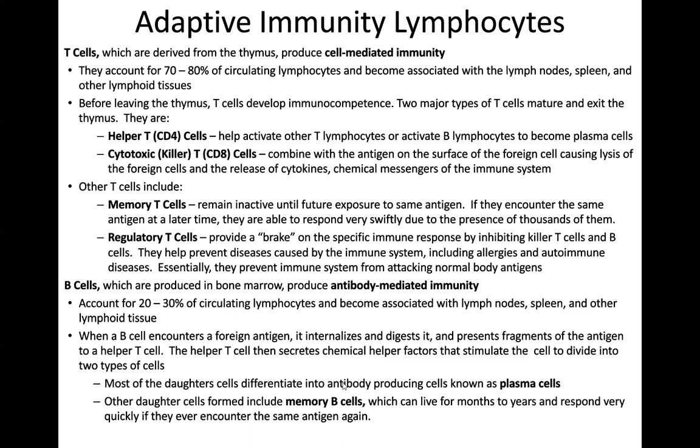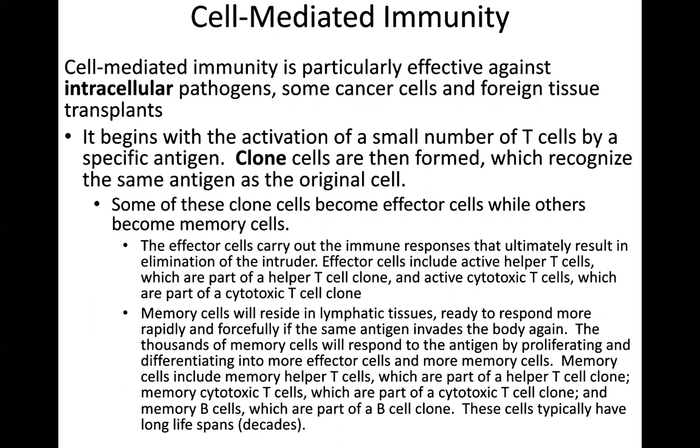The other cells that are formed from those original B cells are called memory B cells, which can live for months to years and respond very quickly if they ever encounter the same antigen again. So they're kind of like what we saw with the memory T cells. Let's talk a little bit more about cell-mediated immunity, and then we'll talk a little bit more about antibody-mediated immunity.